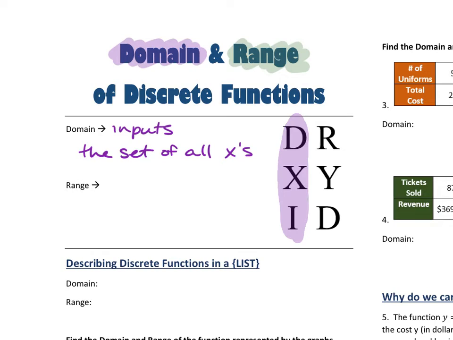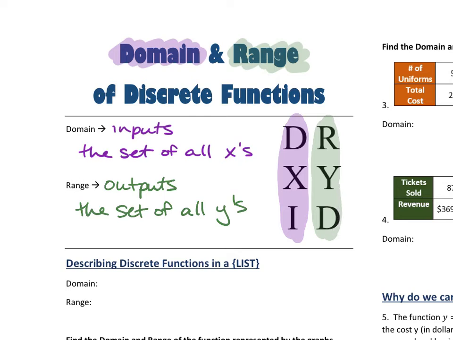Now range is kind of the opposite. Range is the description of all of the outputs for the graph. So range is the outputs or the set of all y's. And Dr. XY Where's Her ID also helps us with that because range is the y variables, and that's the dependent variable.